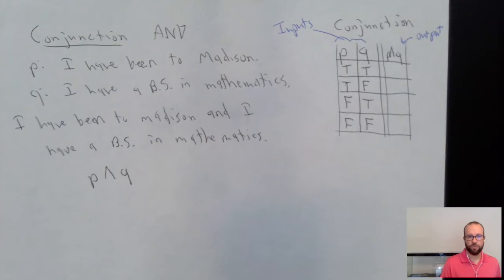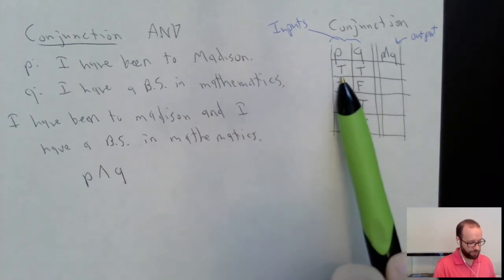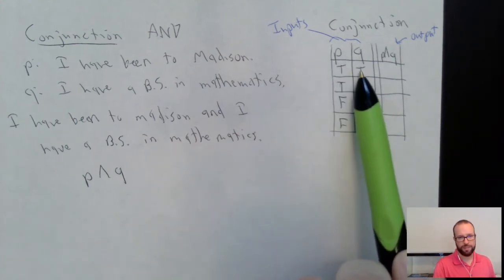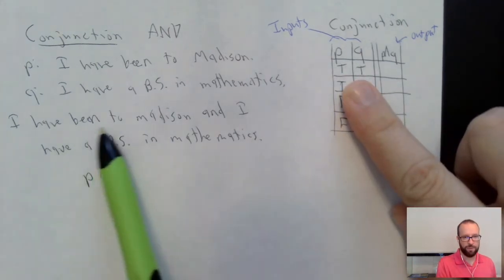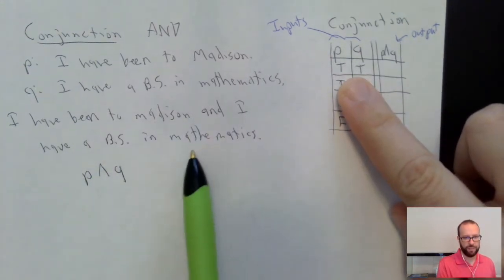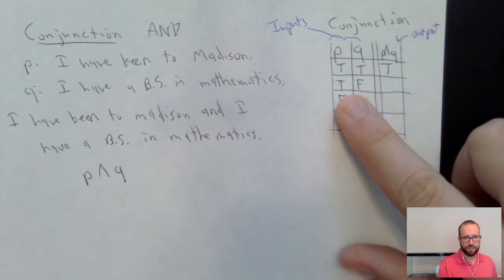Let's briefly go through each row and see if we can understand why the truth table is the way it is. So in this top row, suppose it is true that I have been to Madison and true I have a BS in mathematics. If I write on my resume, I've been to Madison and I have a BS in mathematics, that's true. Okay, I will be in good shape. That's a true statement.